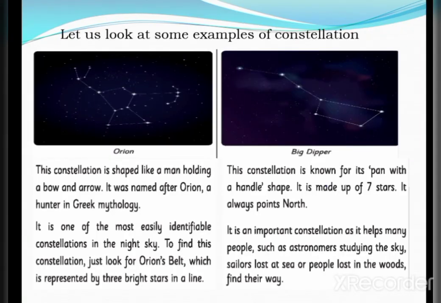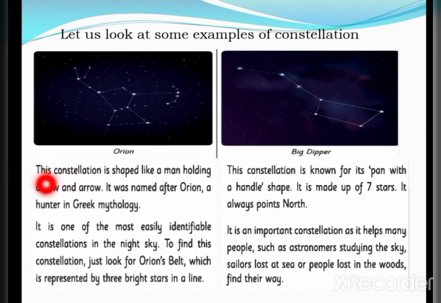Yes, let us look at some examples of constellations. Orion, Big Dipper. Orion looks like a bow and arrow. Big Dipper looks like a pan.